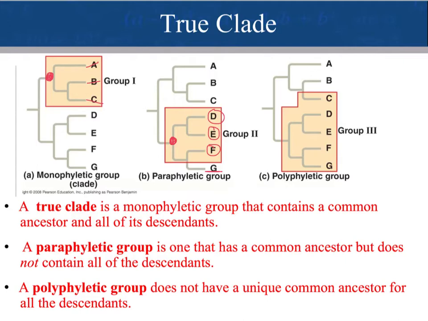Then a polyphyletic group does not have a unique common ancestor for all of its descendants. Okay, so like all of these guys have a common ancestor right here. So this would be the common ancestor. But this guy is included in that grouping, and his common ancestor, at least with these, isn't until down here. That's where they would have a common one, but we're looking at the most recent.